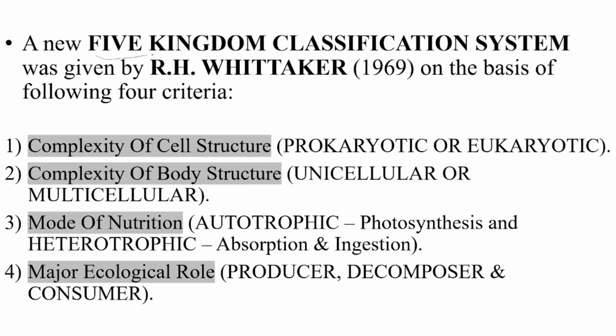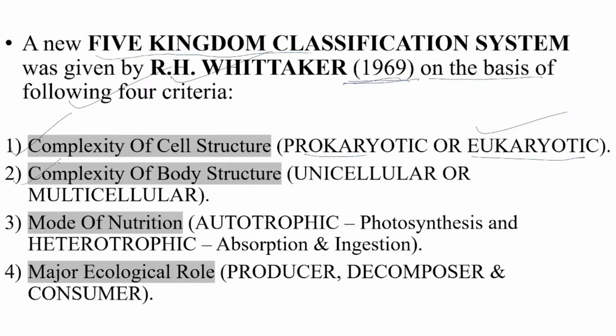A new 5 kingdom classification system was given by R.H. Whittaker in 1969 on the basis of the following 4 criteria. So what are the 4 criteria? First one is complexity of cell structure, that is prokaryotic or eukaryotic. Everyone must be familiar with the terms prokaryotic and eukaryotic. Prokaryotic means there are no membrane-bound organelles and the nuclear membrane is absent, and eukaryotes have a well-developed nucleus and membrane-bound organelles are present in eukaryotes.